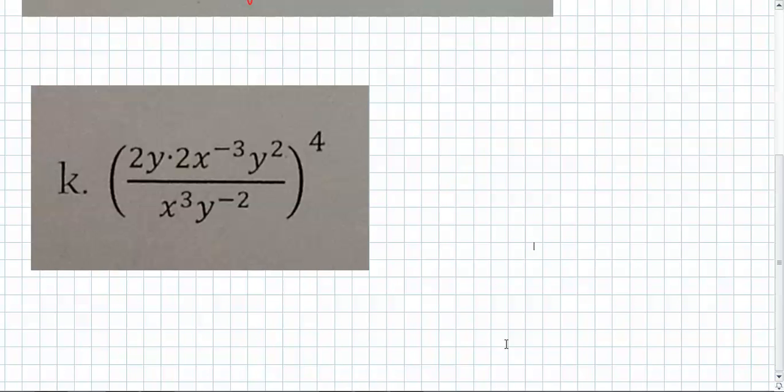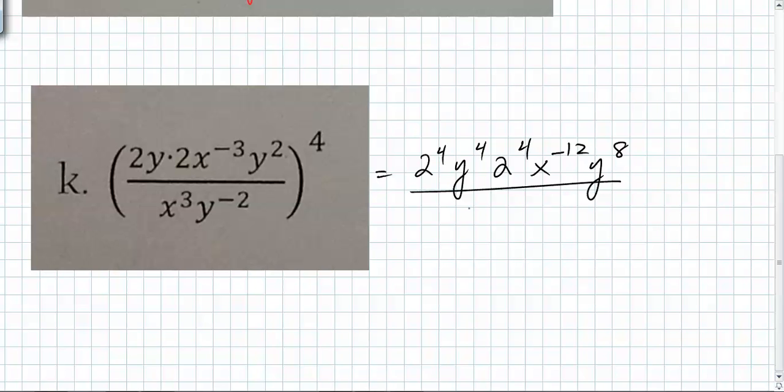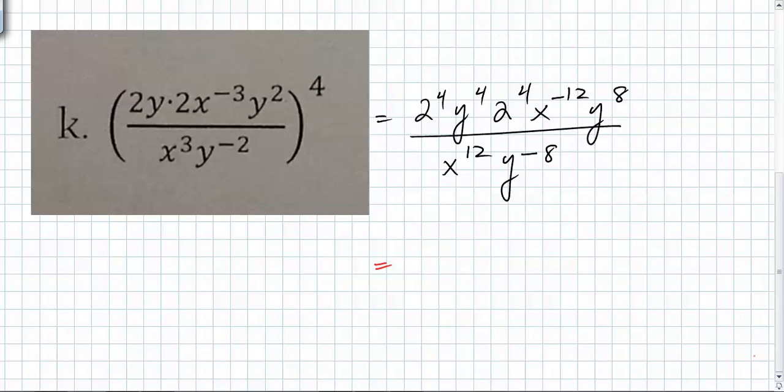That 4th power impacts everything right there, right? So it's going to be 2 to the 4th, y to the 4th, 2 to the 4th, x to the what? 12, y to the 8 over x to the 12, y to the negative 8. So before we do anything, what should we do to the numerator? What terms should we combine in the numerator? Yeah, 2 to the 4th times 2 to the 4th is 2 to the 8th.